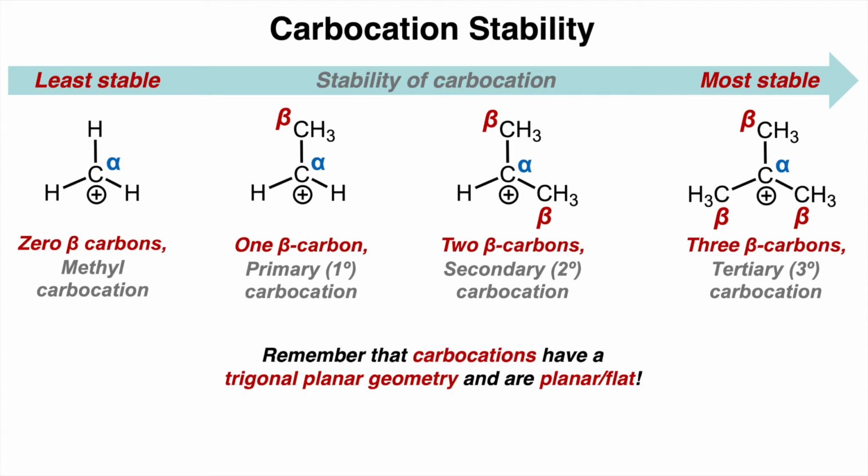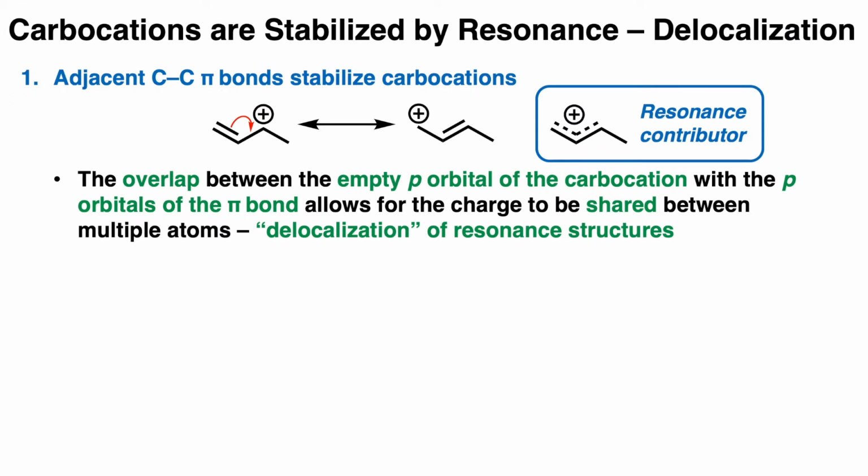And one thing to remember is that carbocations have a trigonal planar geometry, so they are all planar or flat. Carbocations are stabilized by resonance. Adjacent carbon-carbon pi bonds stabilize carbocations because the overlap between the empty p orbital of the carbocation with the p orbitals from the pi bond allow for that positive charge to be delocalized or shared between multiple atoms.